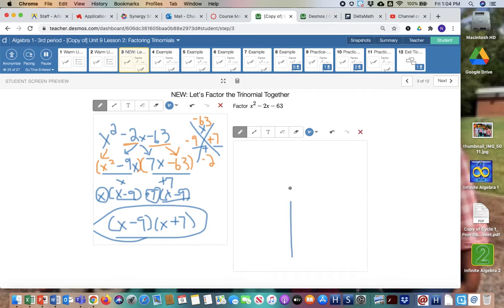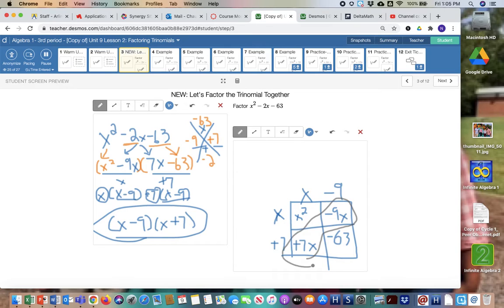Now, I'll show this check one time, and then you can do it any time you'd like, but just for time's sake, I'm not going to show it over and over. We really can check this by reviewing from the last unit. So we put the x minus 9 here, we put the x plus 7 here, and now we're going to just go ahead and fill out our box. So x times x is x squared, x times negative 9 is negative 9x, x times 7 is positive 7x, 7 times negative 9 is negative 63, and now we are going to combine these like terms.